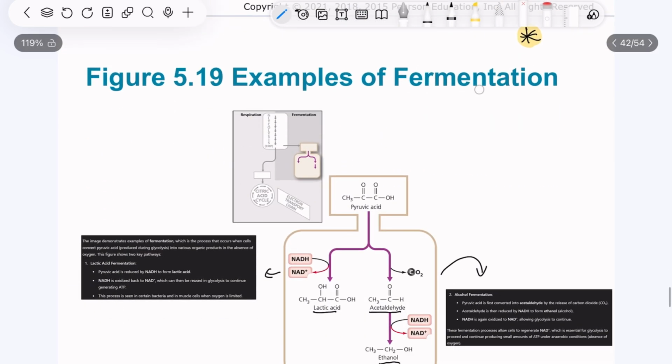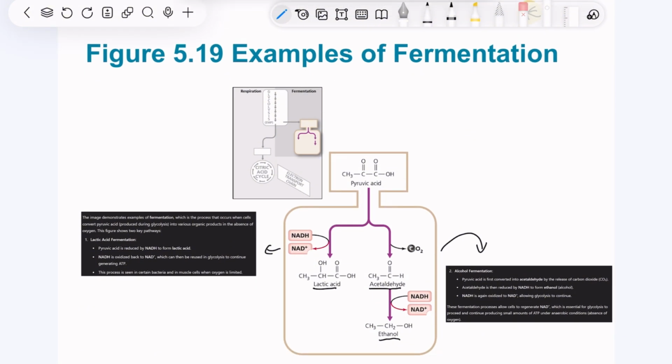And then we move on to fermentation. So we already went over respiration, so now it's fermentation's turn. So this whole image here demonstrates an example of fermentation, which is the process that occurs when cells convert pyruvic acid, which is produced from glycolysis, into various organic products in the absence of oxygen.